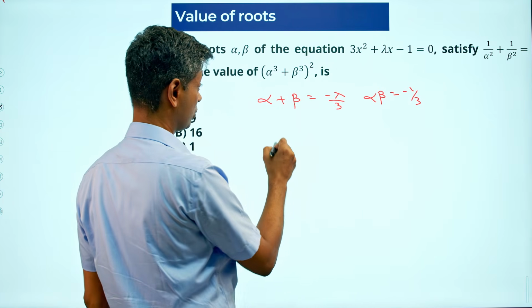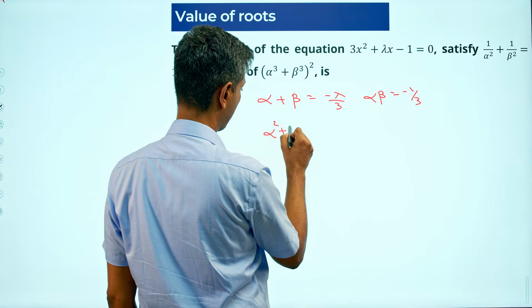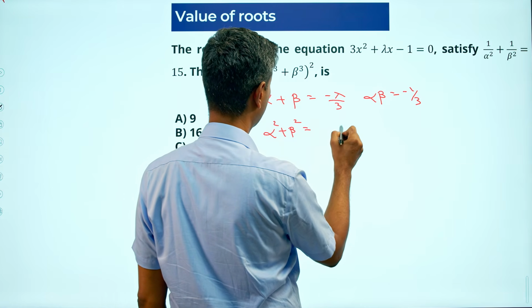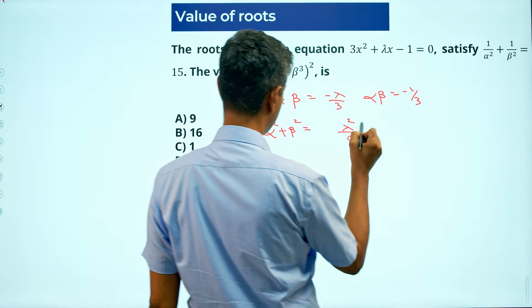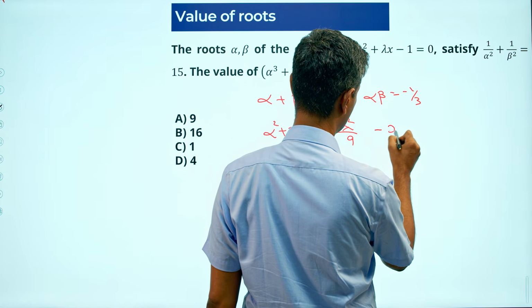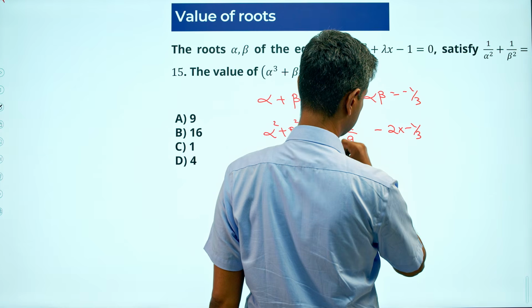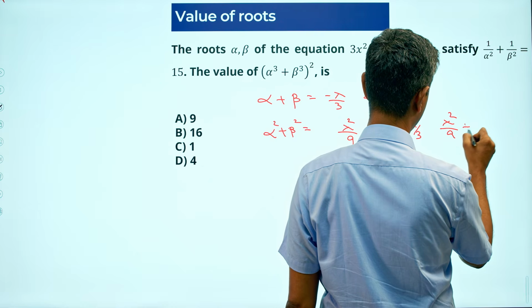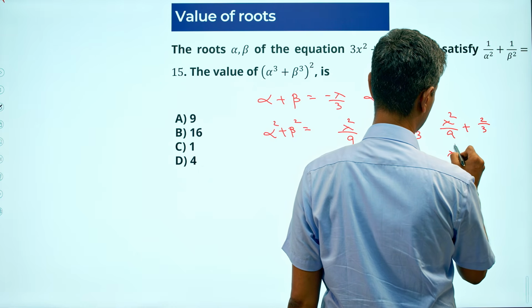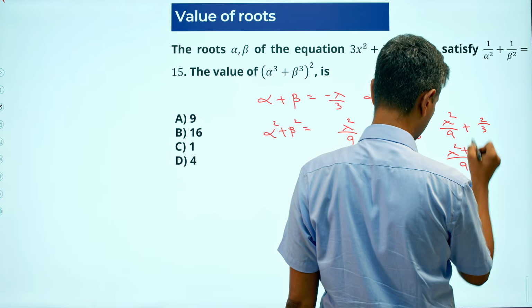We're going to get to alpha squared plus beta squared. Alpha squared plus beta squared is alpha plus beta whole squared, lambda squared by 9, minus 2 alpha beta, minus 2 into minus 1 by 3. So it is lambda squared by 9 plus 2 by 3, which is lambda squared plus 6 by 9.